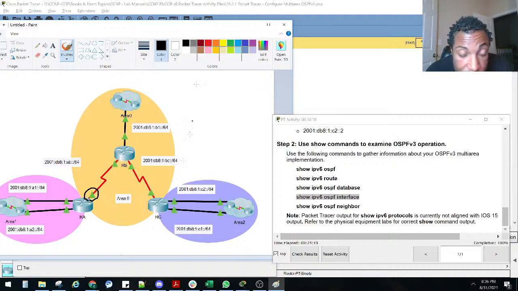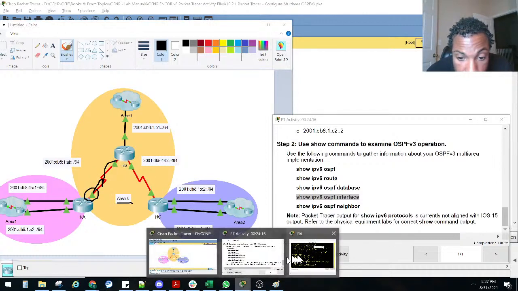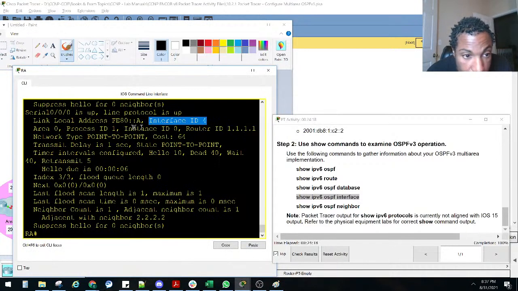Serial, what is that? 00, 01, whatever. This is the serial interface, right? He is in area 0, right? Right over right there. So area 0. The process ID of 1, we've configured that. Instance ID 0. I don't know what the heck that is, but whatever. Router ID is 1.1.1.1. That's me.